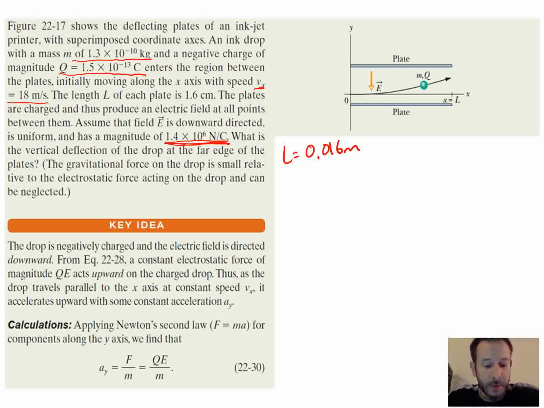All right, so we know that the drop's negatively charged and the electric field is directed downwards. Therefore, we would expect the drop to deflect upward, as is shown here.